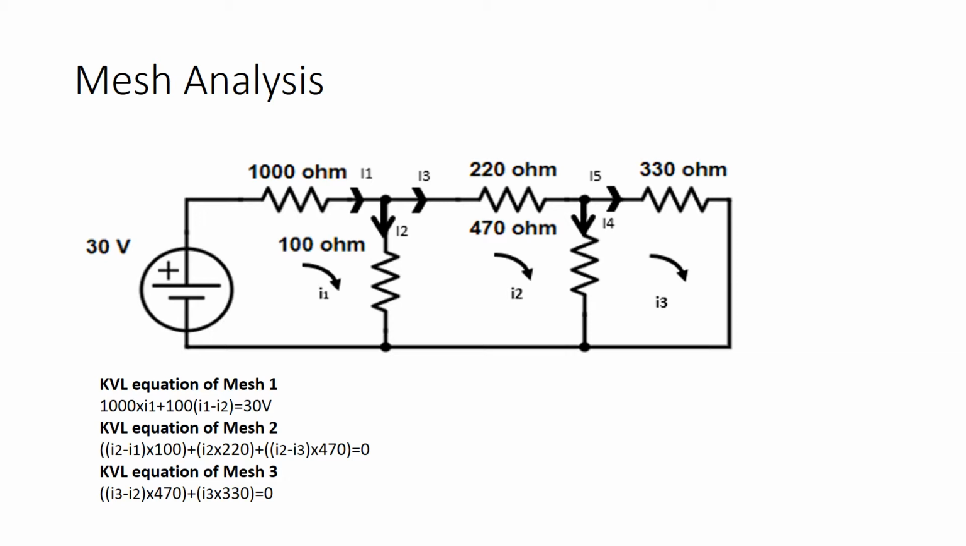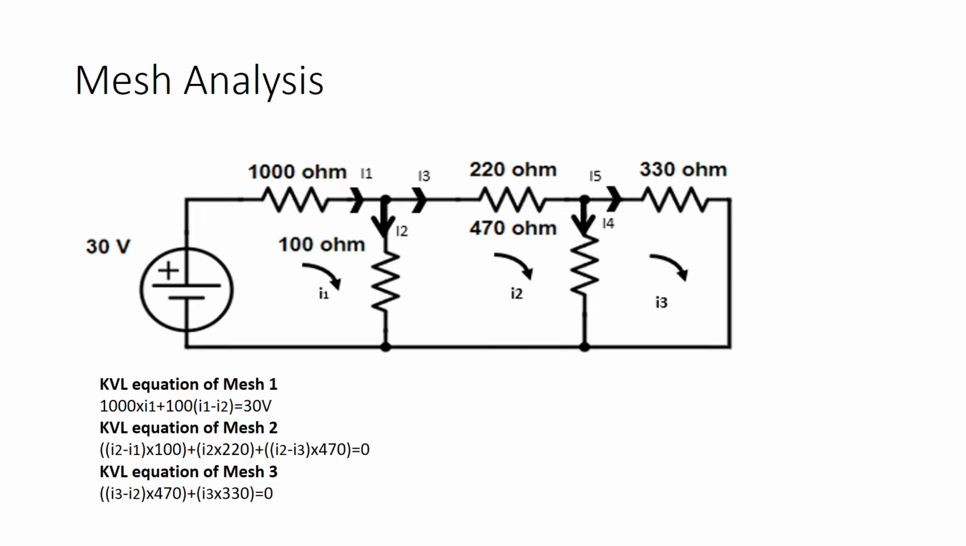Using KVL. I hope everyone remembers what KVL is. The summation of voltages in a closed loop will be equal to 0. What will be the KVL equation for mesh 1? What currents will be flowing through the 100 ohm? The loop 1 current i1 and loop 2 current i2 will be flowing. How can we write that? 100 into (i1 minus i2).